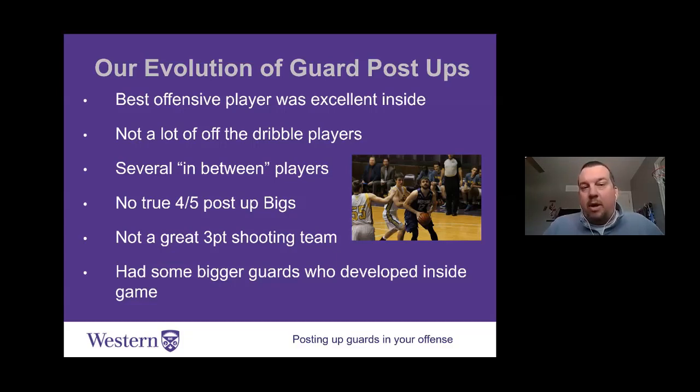We didn't have a lot of great off the dribble players. We had quite a few players on our team that I would kind of call in between players. They were kind of your 3.5s, if you will. They may not really be a guard. They may not really be sort of a 4-man or a big man, so to speak, but they had some skills. They were good athletes, and we might be able to take advantage of them in post-up situations. We didn't really have a true 4 or 5 on our team that we could really dump it down into and go to work in the paint.